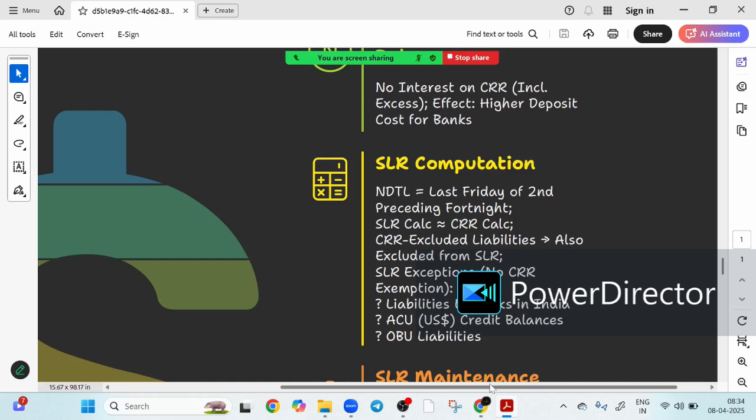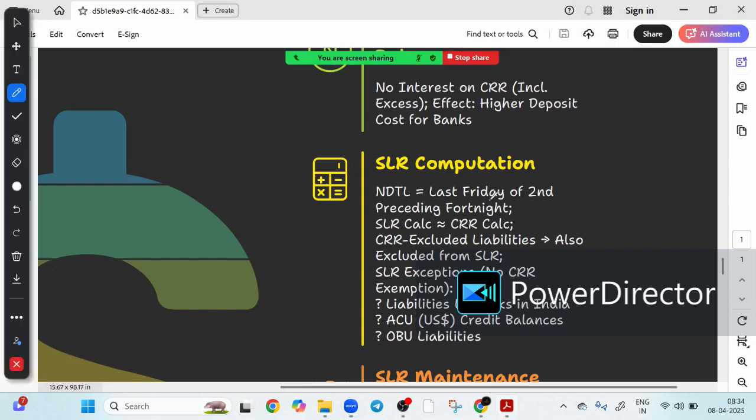Now friends, if we talk about SLR, this is also calculated on a fortnightly basis, but maintained in the form of liquid assets. I told you what the liquid assets are: cash, gold, approved government securities. They are based on NDTL, net demand and time liabilities, and they are calculated as the average of the second, third, fourth Friday of the preceding month. Remember, second, third and fourth Friday of the preceding month.